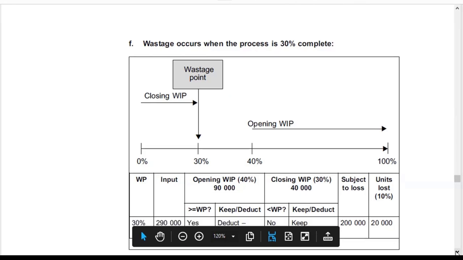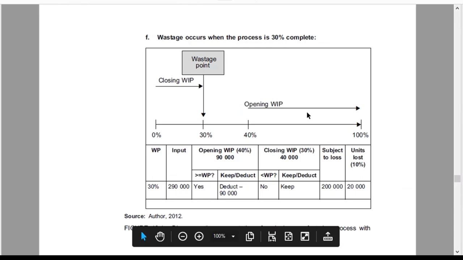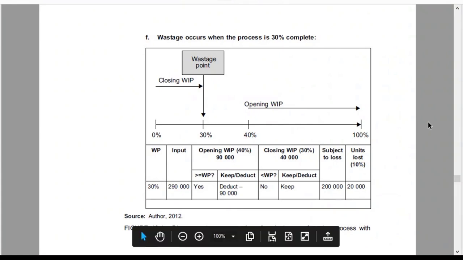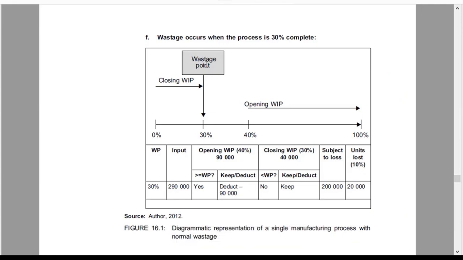There are rules that govern your normal loss treatment. How we understand it is that in this instance, there's a process, 0% and 100%. I hope you're following. They tell you where your wastage point occurs during this process. The wastage point can happen at the beginning or at the end or during the process. Wastage point, like we've mentioned, is where you start experiencing loss. So they will tell you where. The wastage point was 30%. So once the process is 30% in, by 30%, you start experiencing normal loss.